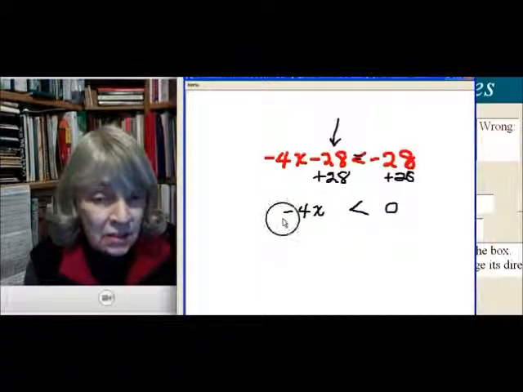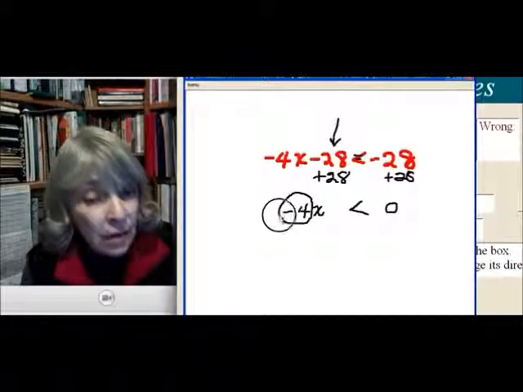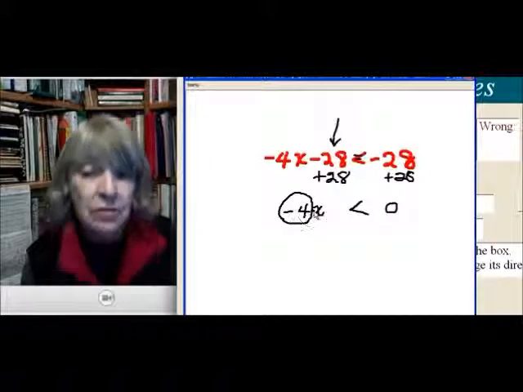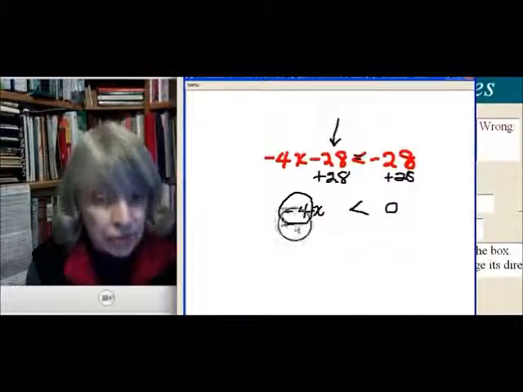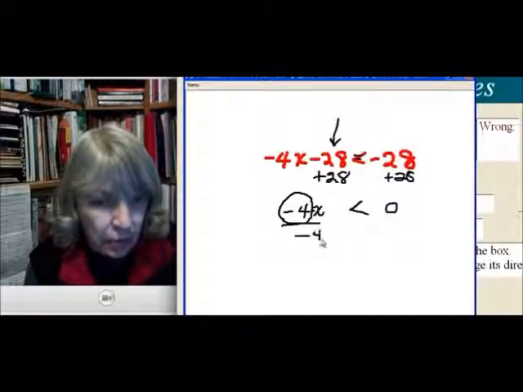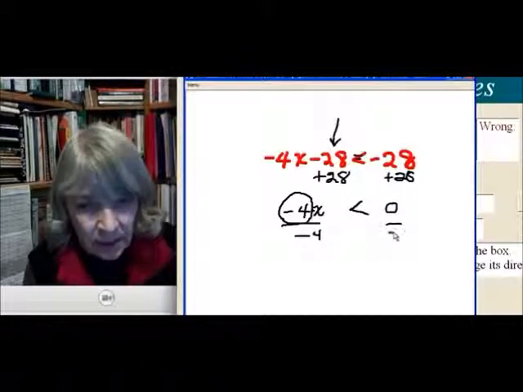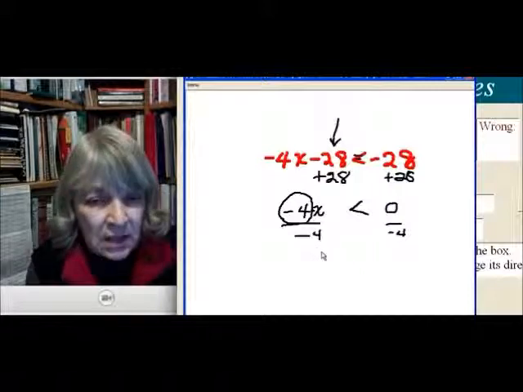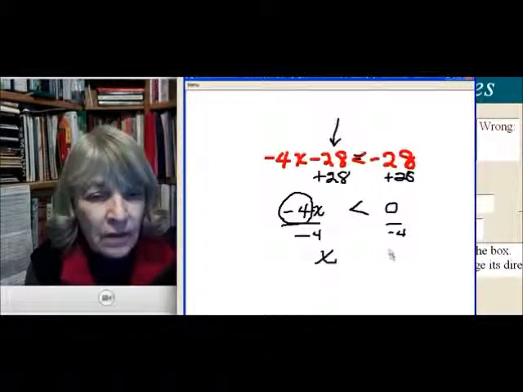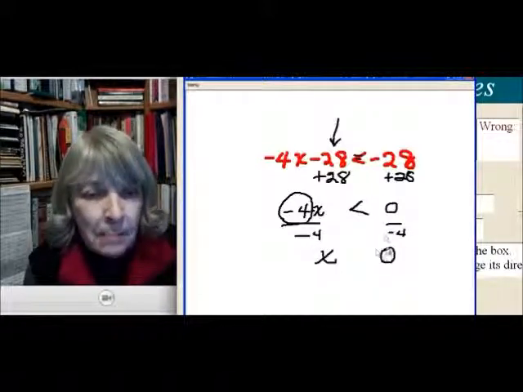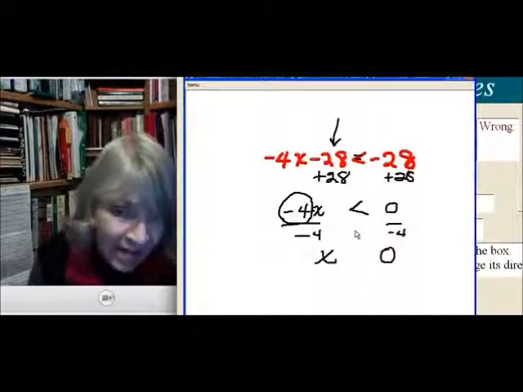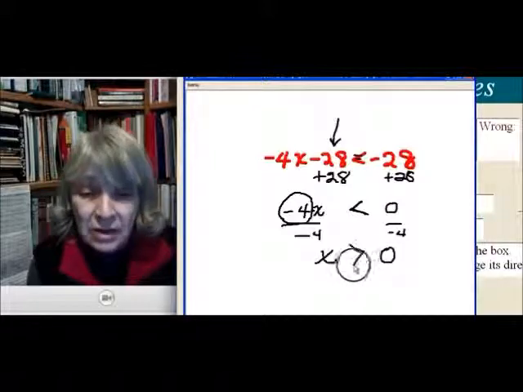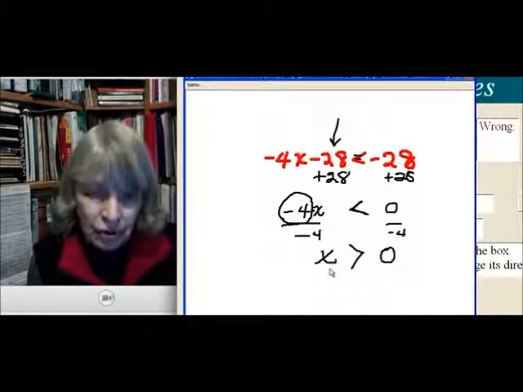Now, the next thing I have to do is get rid of the negative 4. What is it doing to the x? It's multiplying the x. How do you get rid of multiplication? You divide. I have to divide this side by negative 4, and this side by negative 4. So I get x, and on this side I get a 0. But because I divided by a negative, I have to do the switcheroo on the inequality. So the answer is x is greater than 0.